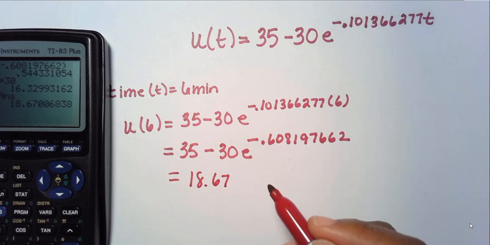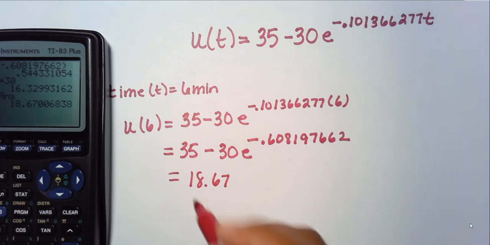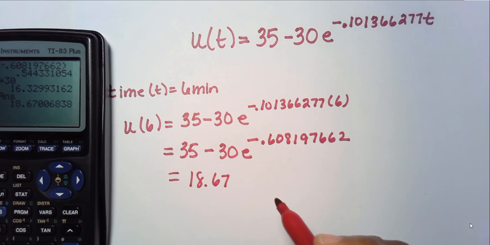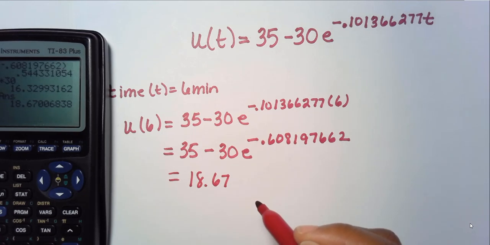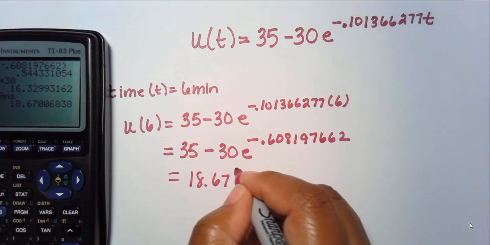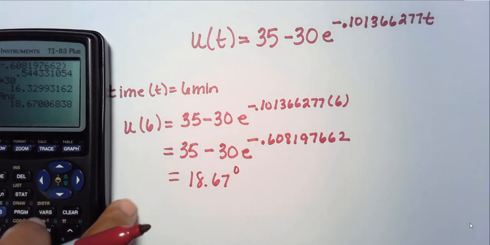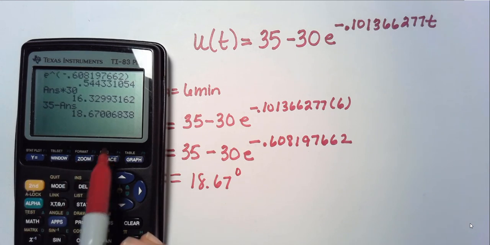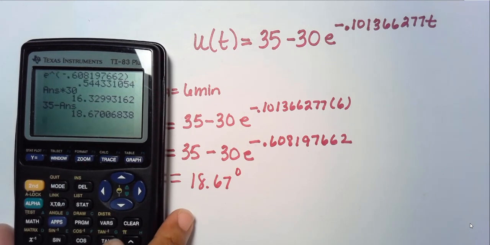Do we need to round? It says after 6 minutes the thermometer will read 18.67 degrees Celsius when we round to the nearest hundredth.